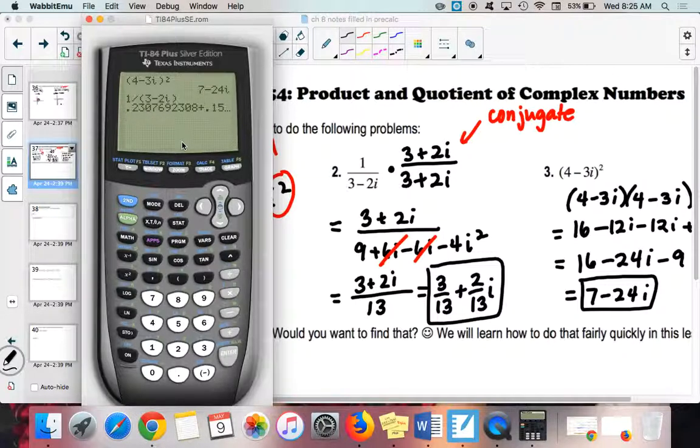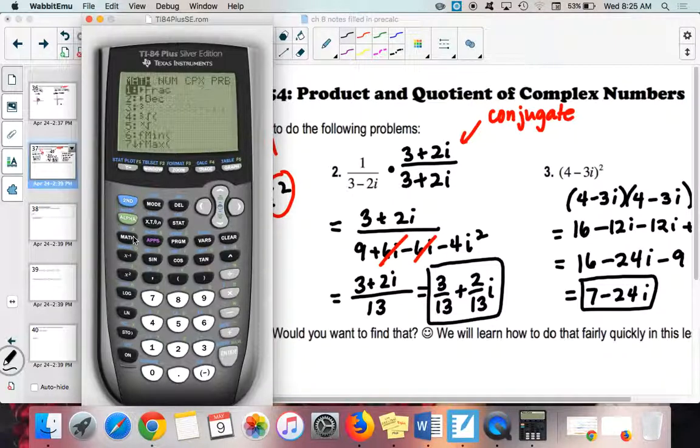Now this is a little bit strange, right? My calculator is telling me 0.230799, blah, blah, blah. And if I arrow over, I can see more decimal places, but I don't want it as a decimal. I wanted it to look nice and neat like this. So what do you think I do?